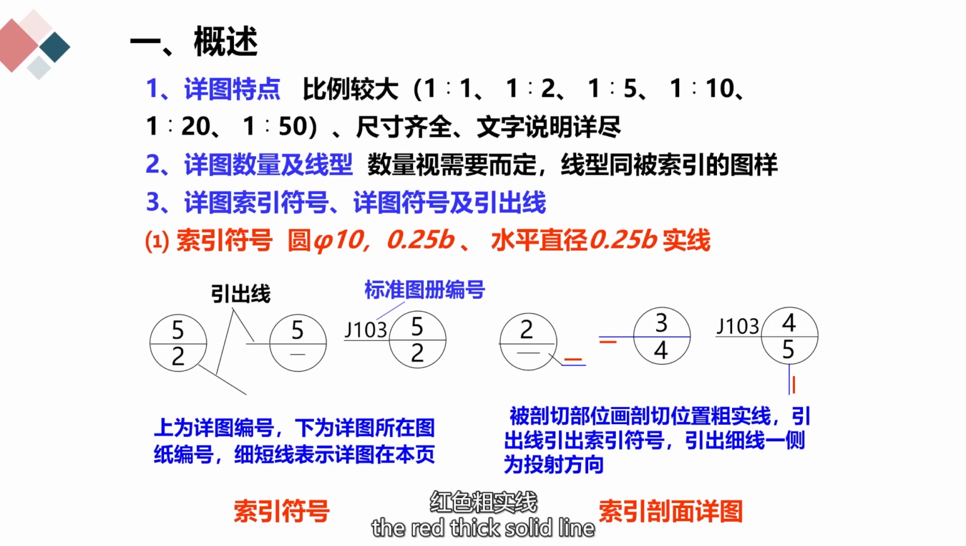The red thick solid line represents the cut part. The blue thin solid line is the leader line leading out the index symbol, and the side of the blue leader line is the projection direction.